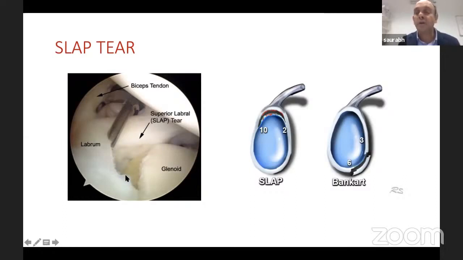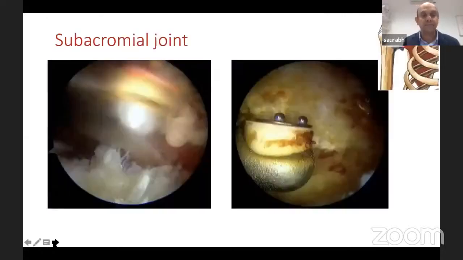So to repair this, you can use your Nevasia portal, Wilmington portals, anterior portals, depending on how big the tear is. And is it extending further posteriorly, or is it coming down anterior, or is it an isolated slap tear? So slap tears, they extend normally from 10 to 2 o'clock, as you can see here. On the other hand, Bankart tears, which come with your anterior shoulder dislocation, they extend from 3 to 6 o'clock. So just remember that. And your variants, your antero-superior labral variants, they extend from 11 o'clock to 3 o'clock. So you need to remember the different positions of variants and for tears.